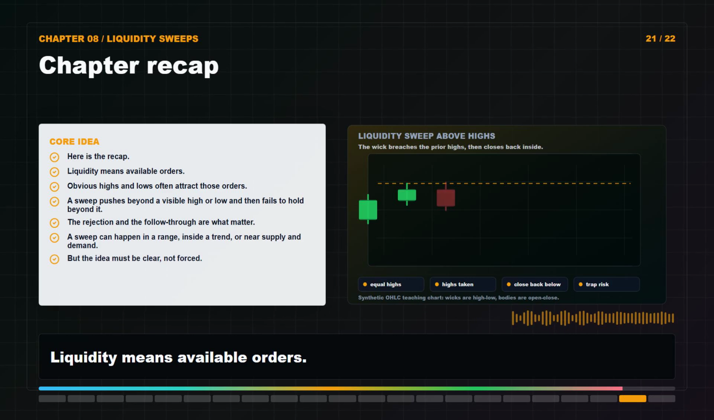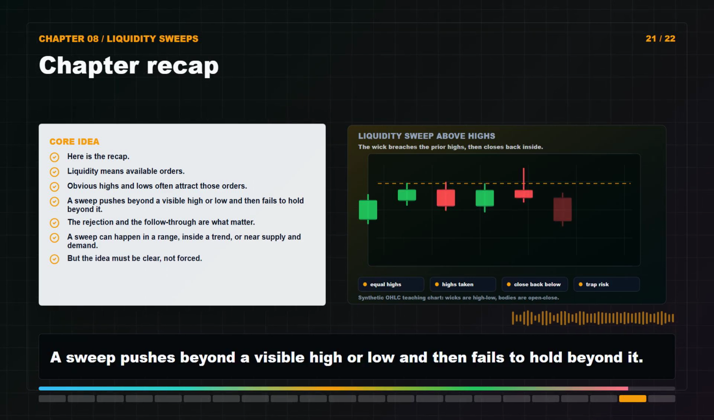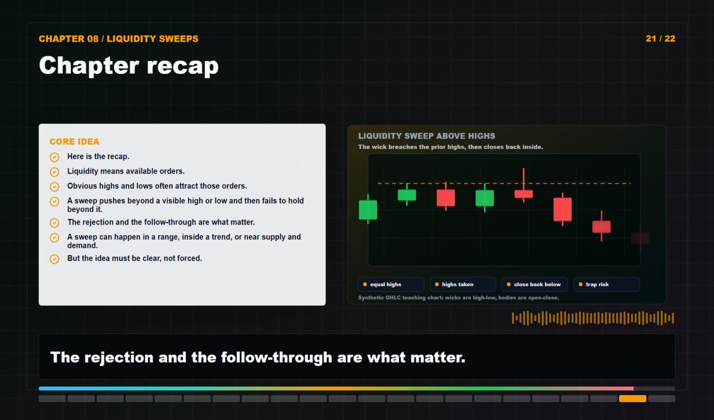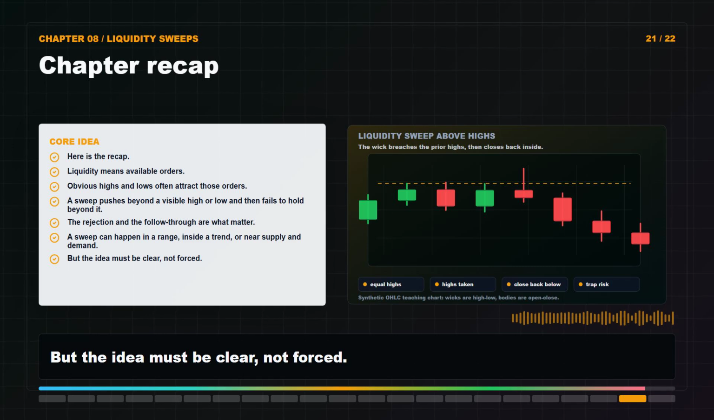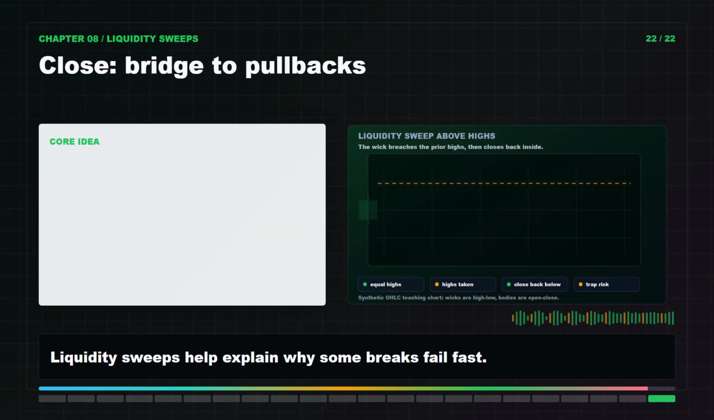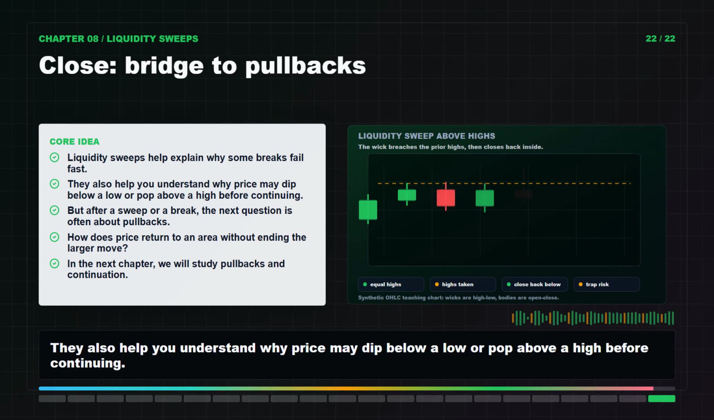Here's the recap. Liquidity means available orders. Obvious highs and lows often attract those orders. A sweep pushes beyond a visible high or low and then fails to hold beyond it. The rejection and the follow-through are what matter. A sweep can happen in a range, inside a trend, or near supply and demand. But the idea must be clear, not forced. Liquidity sweeps help explain why some breaks fail fast. They also help you understand why price may dip below a low or pop above a high before continuing.